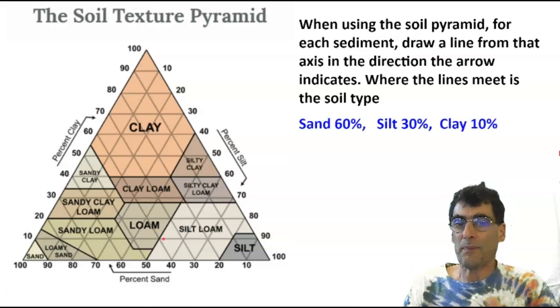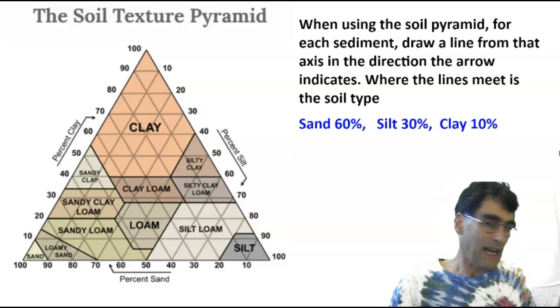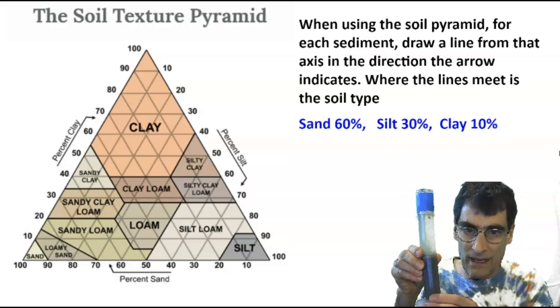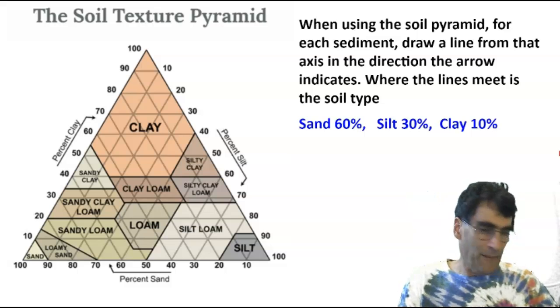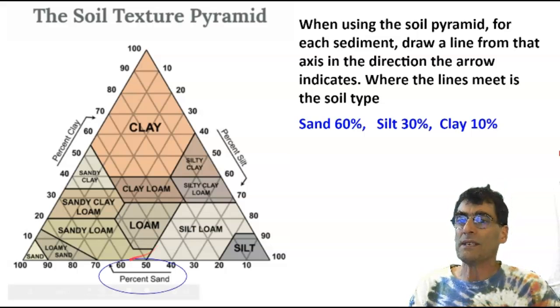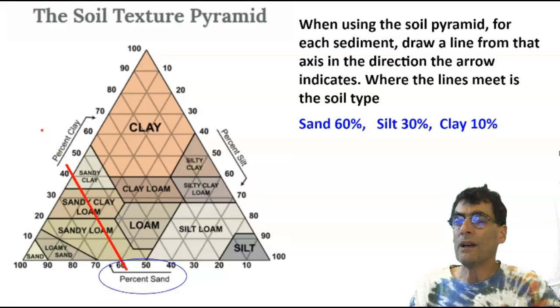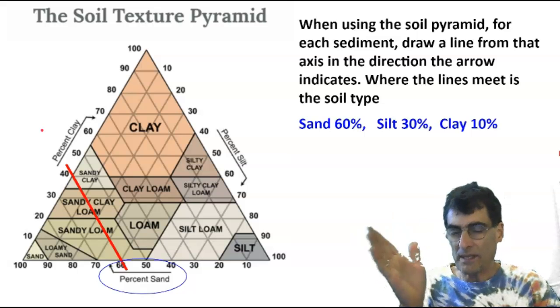If we have 60% sand, 30% silt, and 10% clay, and we figured that out by using this column, the column that we have in our notes, we measured those and calculated these values. Let's see, where's sand? Right down here, this is sand, right? It's 60% sand, so we need to go to the 60. The arrow shows which way it points, so we're going to go up this way and draw a line right there. In our head, we can draw a line, or if you have a piece of paper, you can draw it.